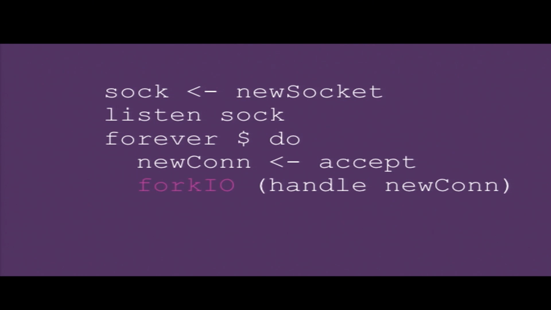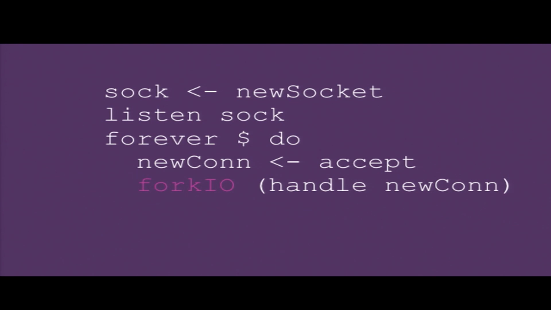So we're going to create a socket. We're going to use the listen system call, and then we're going to use this function called forever, which is basically the same as like while true. We're going to call accept to get a new connection. So somebody has tried to connect to our server, and then we're going to use this function called forkIO, which is like the go statement in the Go programming language. So basically what this is doing is creating a new thread that's going to run this handle function with the new connection.